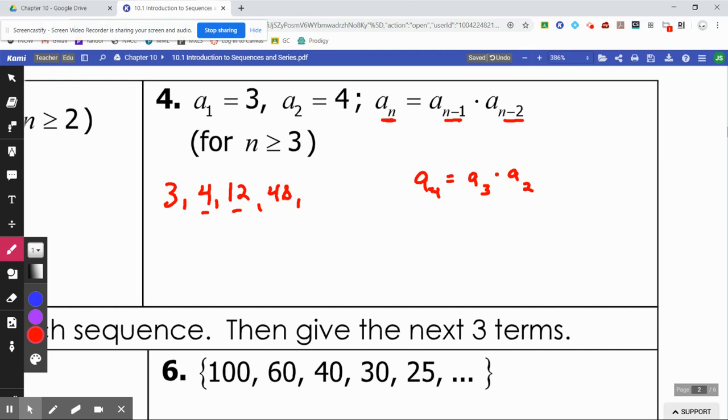Well, how do you find the next term? You multiply the two previous. So this says each term is equal to the product of the previous two. So when we do 12 times 48, we get 576, which would be the fifth term in the sequence.